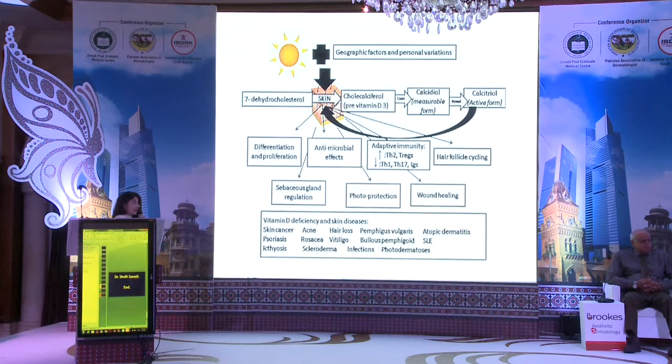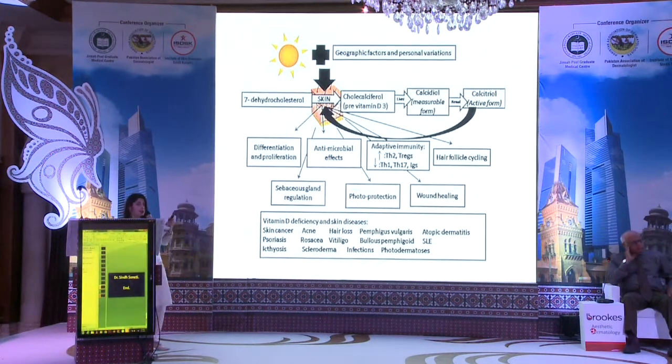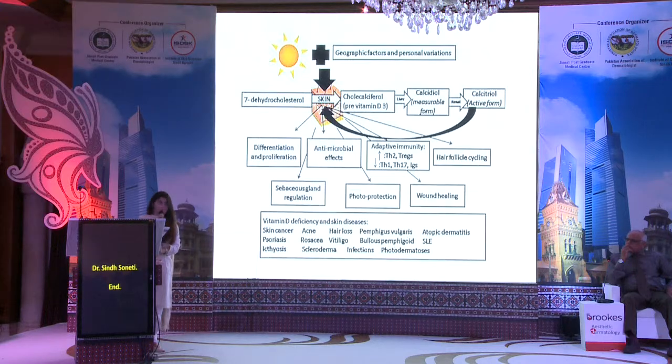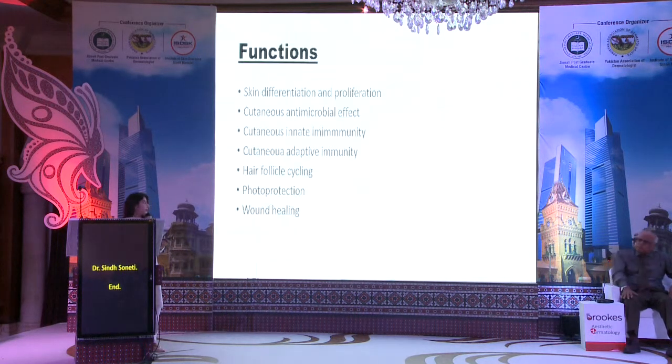How it acts on the skin, along with geographic factors and personal variations that include age, obesity, and different other factors like skin type or the person in which job is he involved. They act on the skin, so the precursor of vitamin D, that is 7-dehydrocholesterol, is converted into cholecalciferol, that is pre-vitamin D3, which in the liver or in circulation is converted into calcidiol, and in the renal it is converted into calcitriol, an active form of vitamin D.